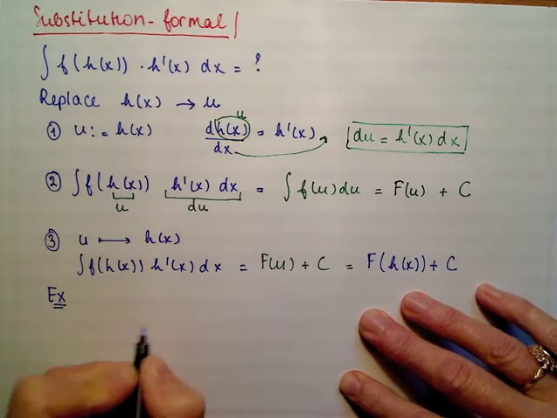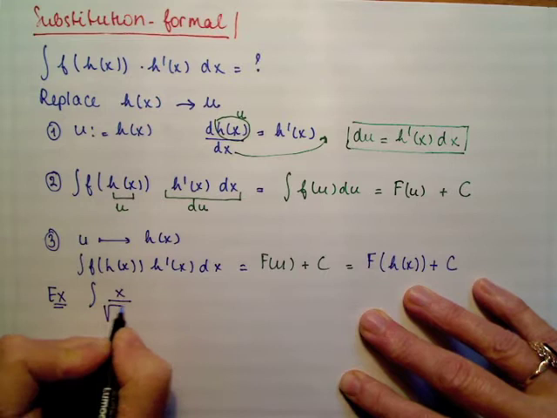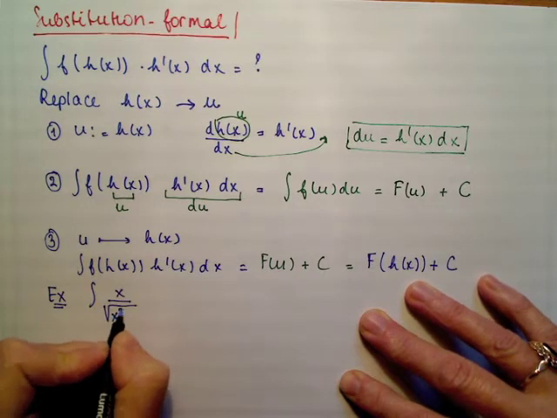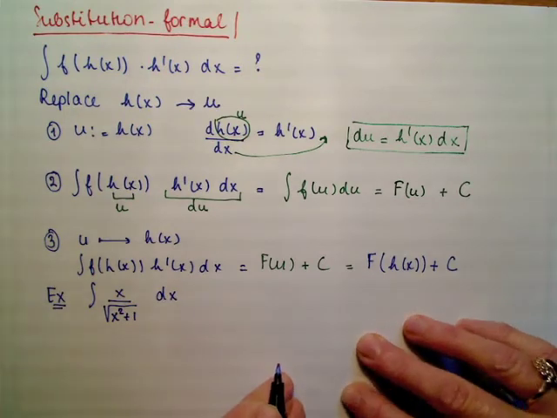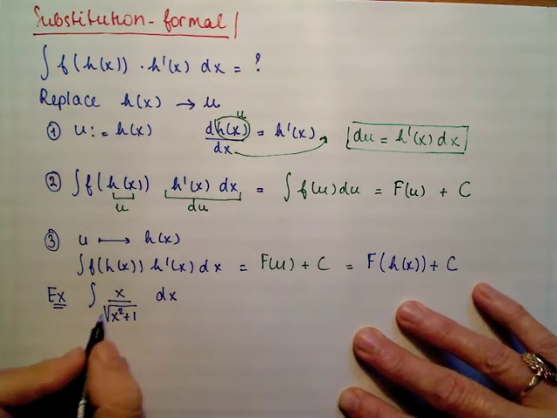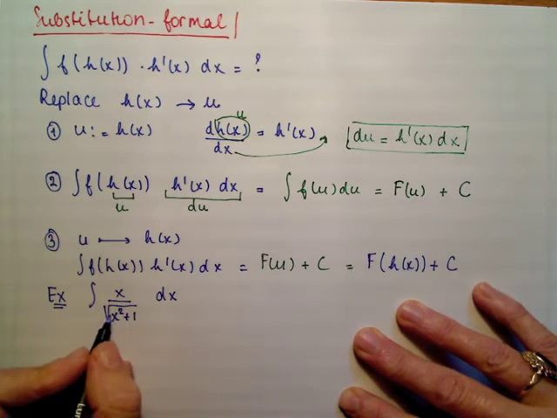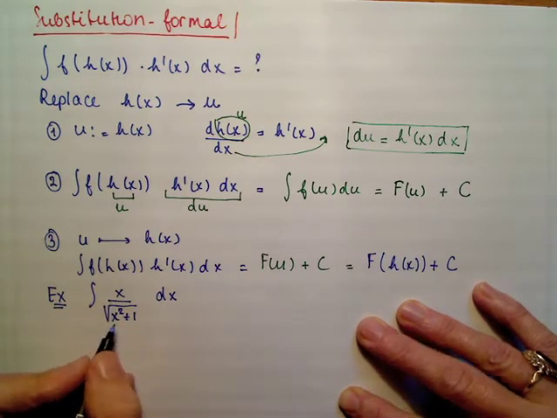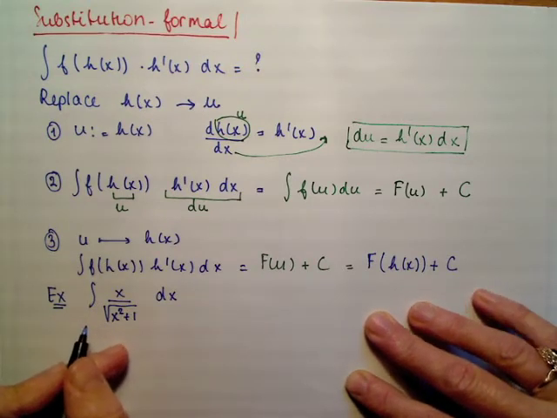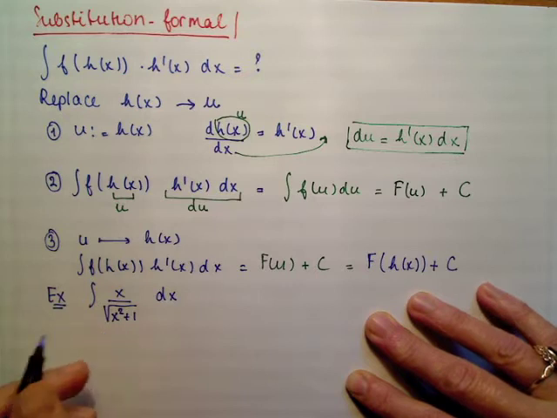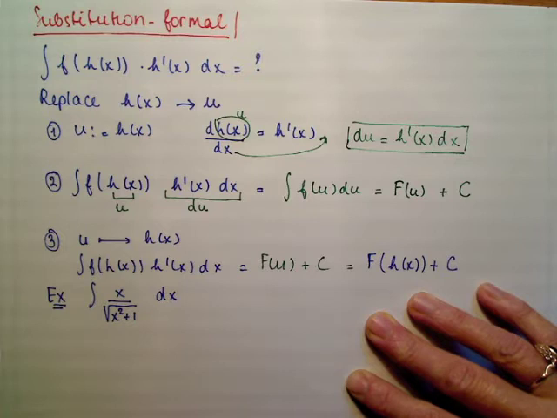So we'll discuss one example. We want to compute the primitive of the function x divided by square root of x squared plus 1 dx. Now, the problem is of course in this square root part, because in general 1 over square root can be integrated by increasing the power by 1, so we get square root. But the problem is this function x squared.